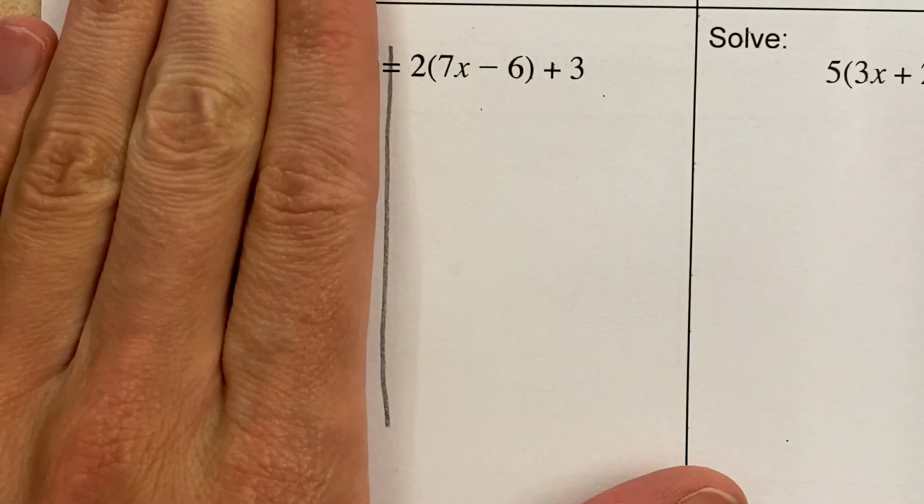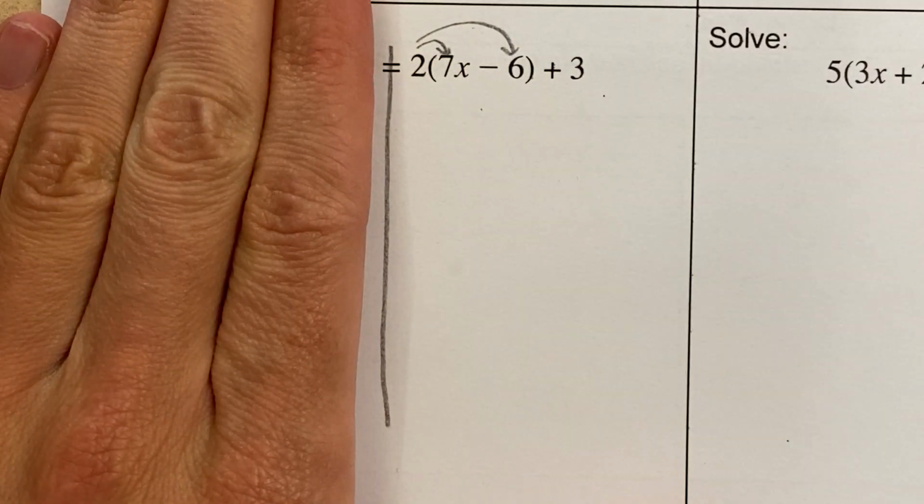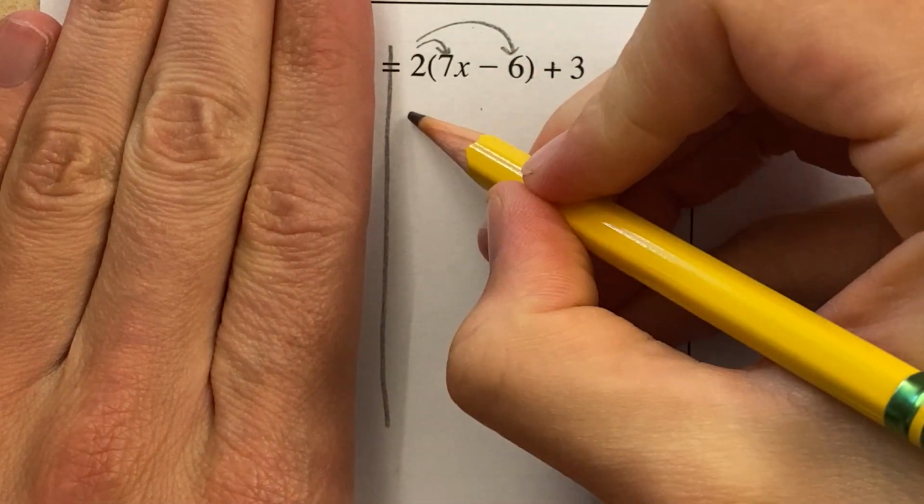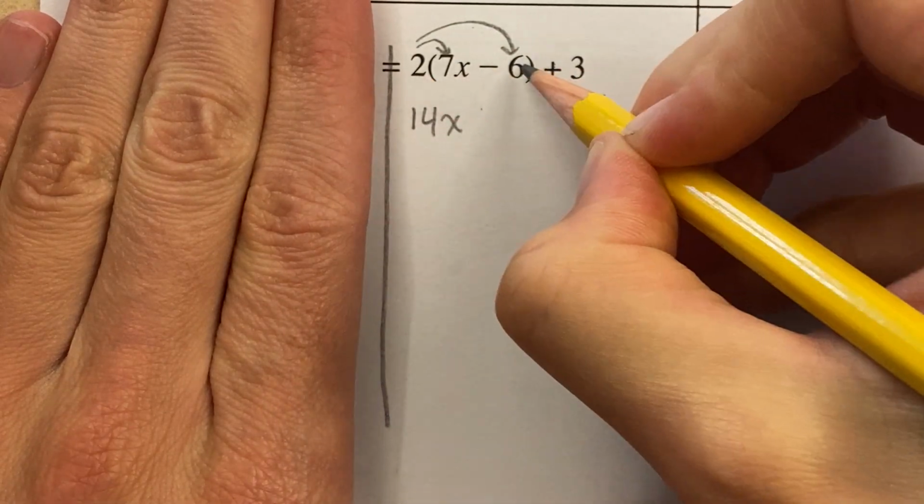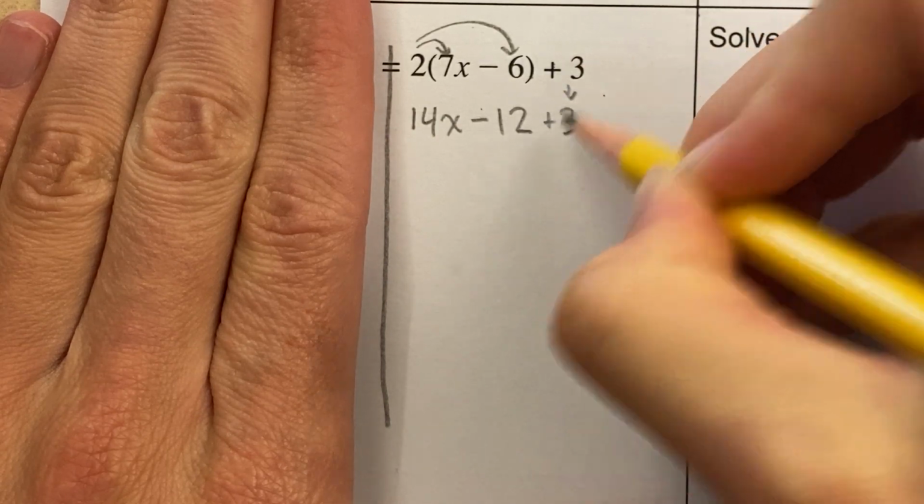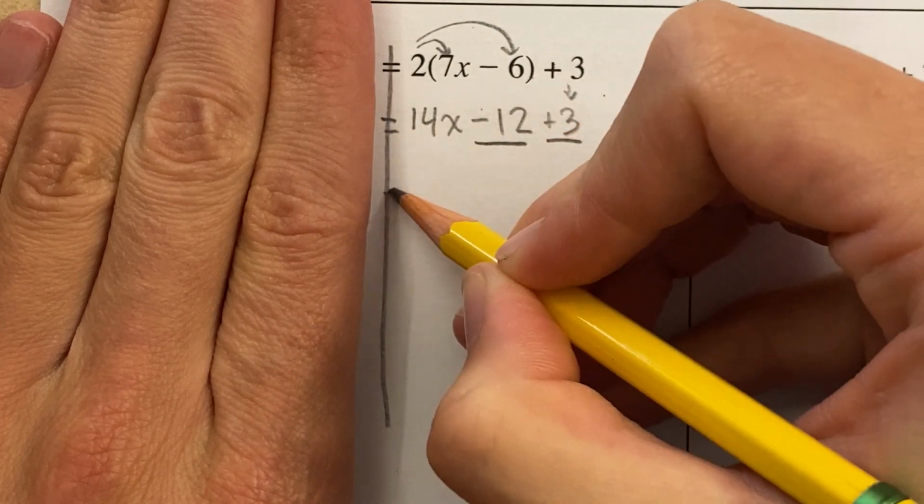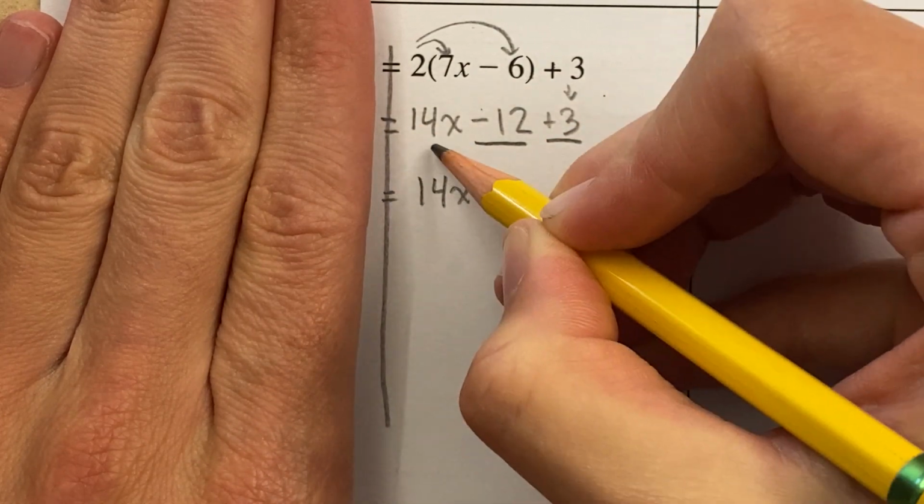Okay, now ignore this. Work on this side. I notice there's some distributing to do here. 2 times 7 is 14x. 2 times negative 6 is negative 12. Then I'm just bringing this down. I notice there are like terms right here, right? So I'm bringing down, this is still 14x. I just brought that down.